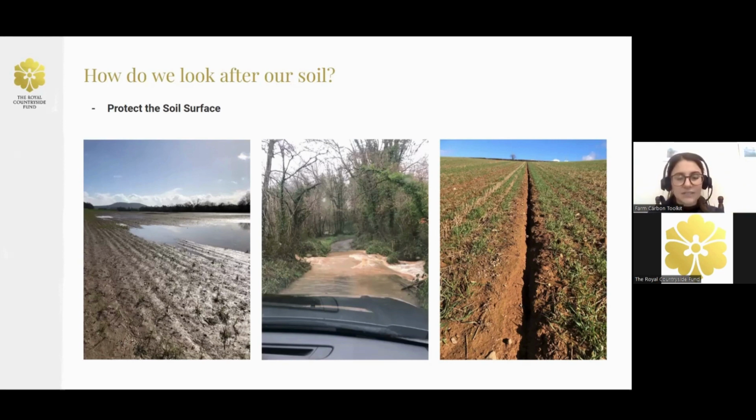But it's just a case of these things happen, but if we can protect the soil surface, it's always going to be the best step to actually looking after our soil itself, keeping those nutrients in the field where we want them, and hopefully help with our resilience by mitigating some of those excess fertilizer bills by maintaining our inherent fertility within the land.